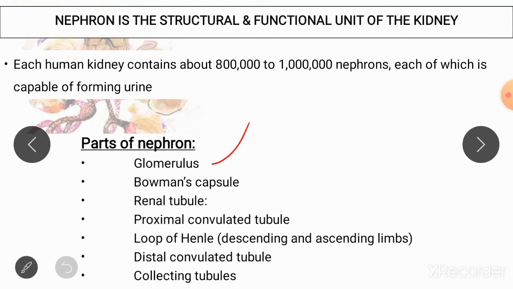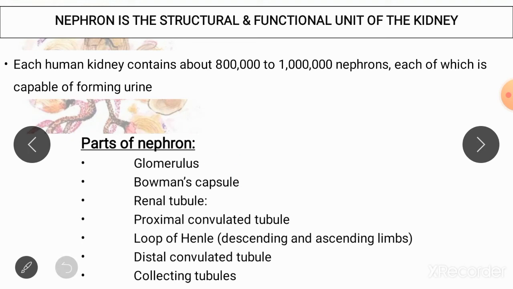First of all, we have the glomerulus. The glomerulus is not actually a structural part of the nephron. It is in fact a functional part of the nephron, because you already know that the glomerulus is a tuft of capillaries which is in fact a part of the circulatory system of the renal medulla. It is not in fact a part of the nephron, but it is a very important functional part of the nephron, so that is why we include it as a part of the nephron.